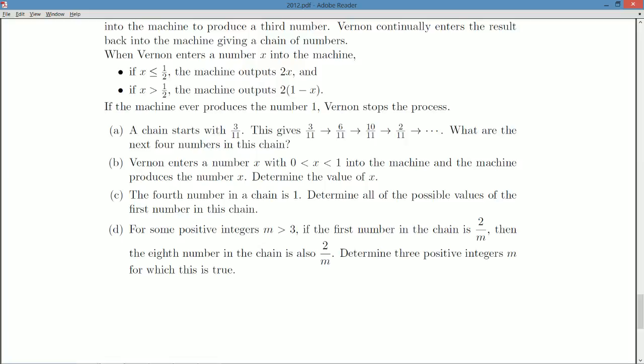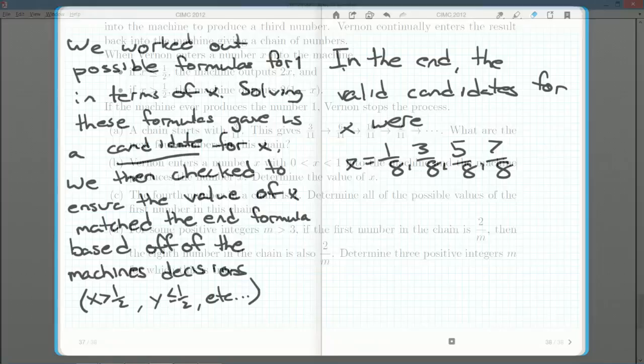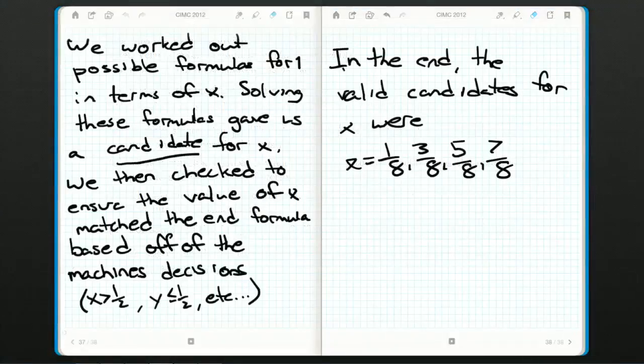Okay. So we have a chain of 8. It starts with 2/m and then it ends with 2/m. Okay. So unlike this last question, we're probably not going to be able to draw a tree. This is way too long. It's going to take up way too many spaces. And in the end, we're going to get 128 different possible equations. But we can use our work in the last part, in part C, and come up with a little bit of an idea. Okay.